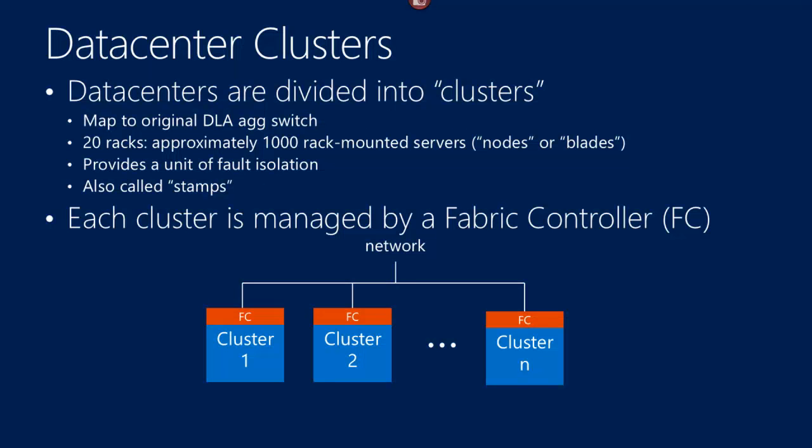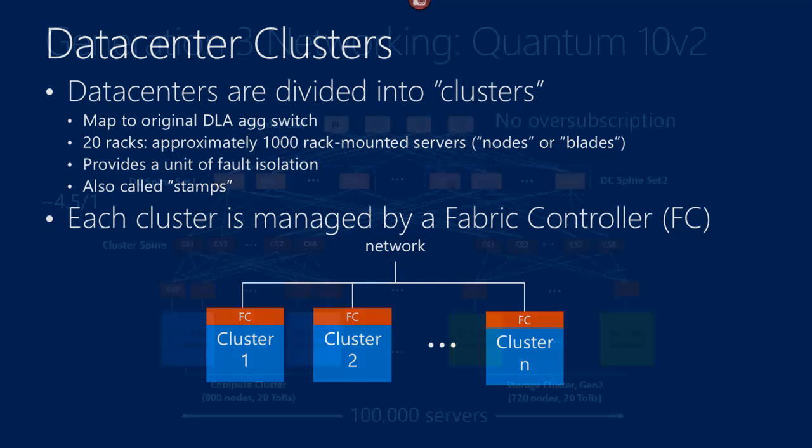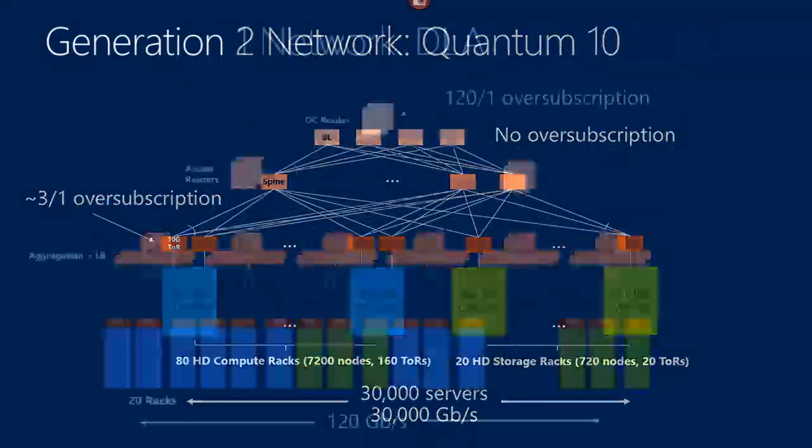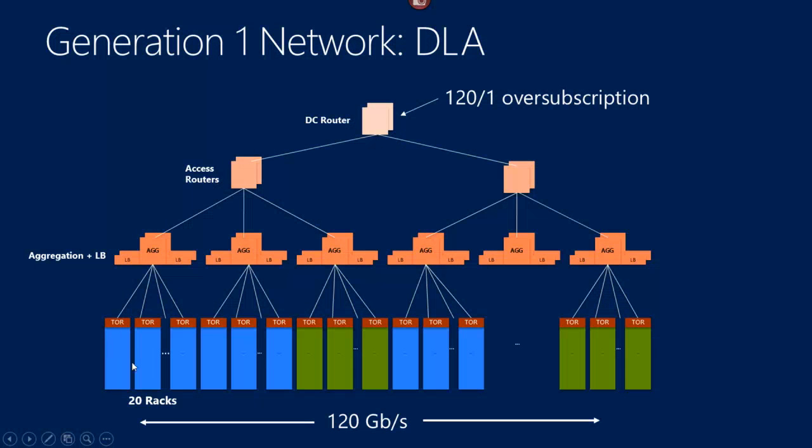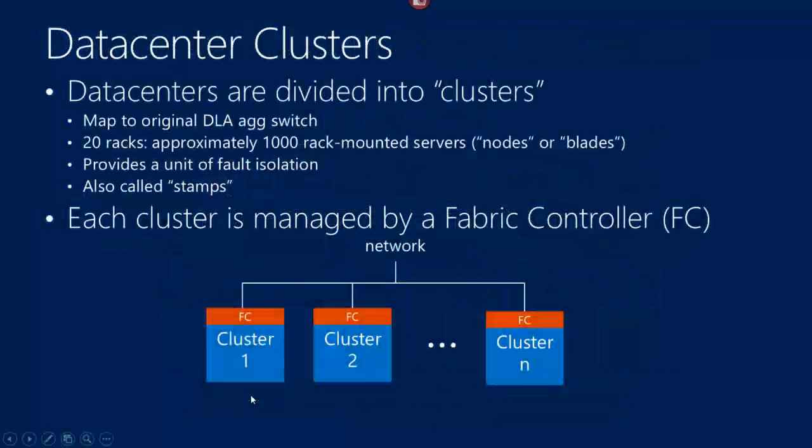What we've done with the logical design, so that's the physical architecture of the data center: servers, racks, network switches. Now, to manage this thing logically, we've divided the data center into what we call clusters. And a cluster maps to the original DLA aggregation switch. If you look back here on the DLA architecture, here's the switch. This was the original definition for a cluster, the racks that could fit under there, which is about 20 racks. So that's what we call a cluster.